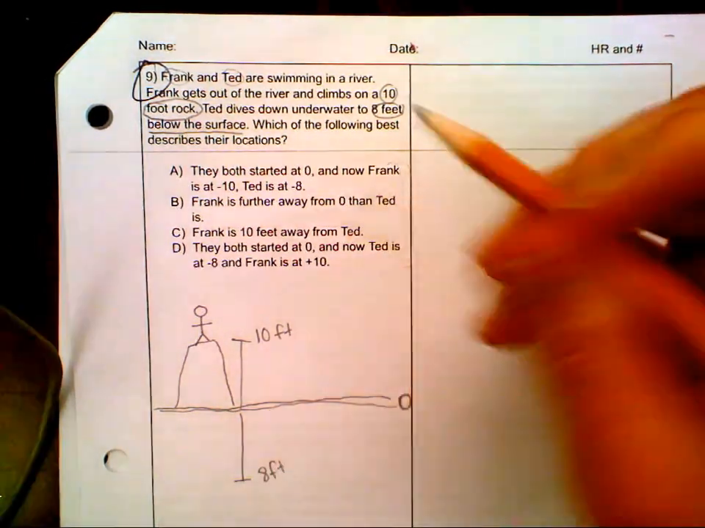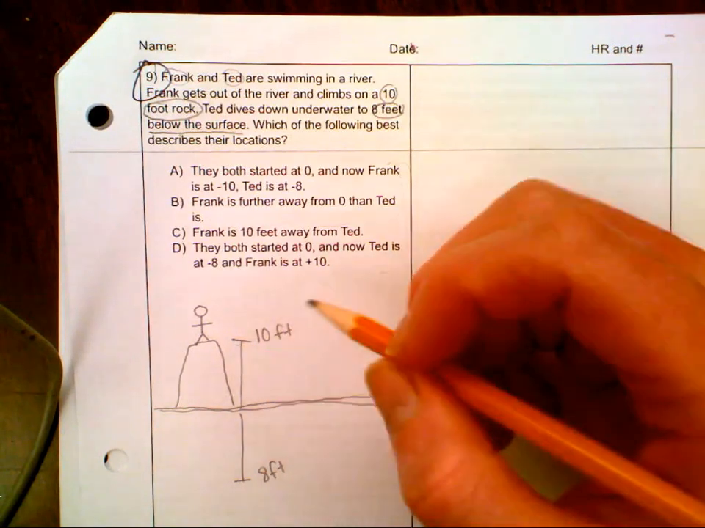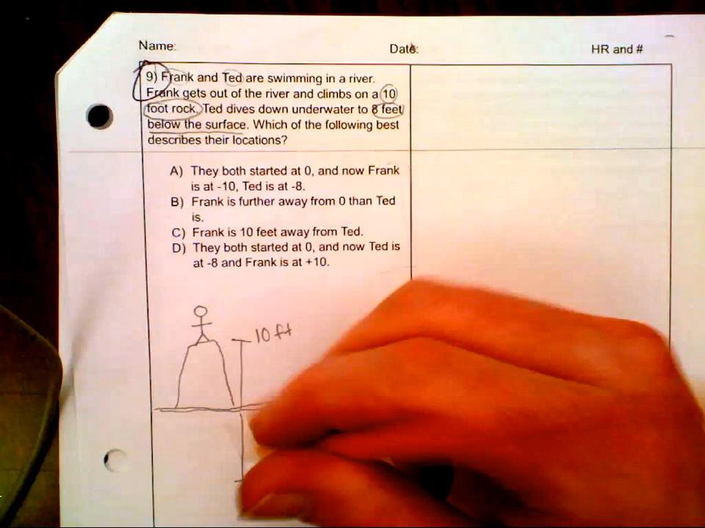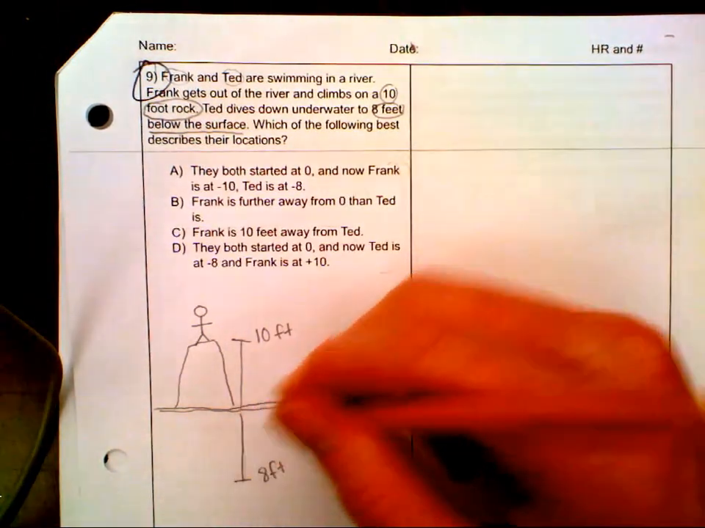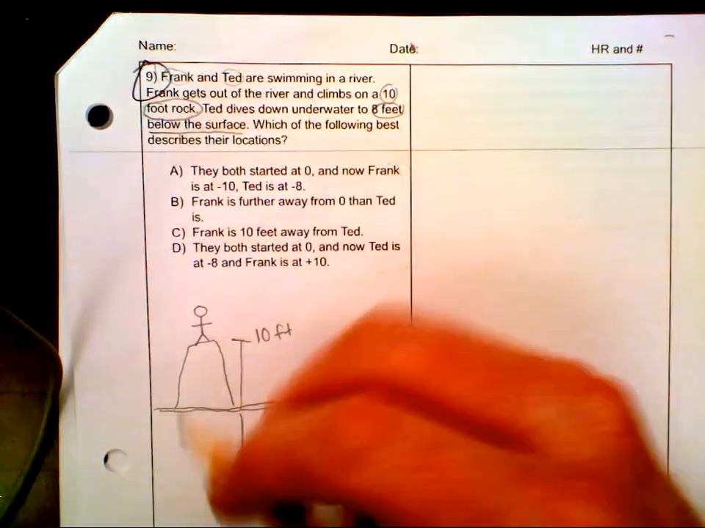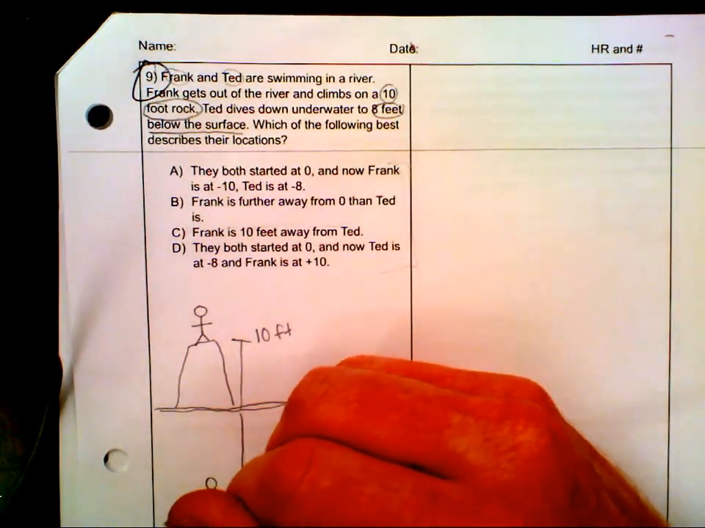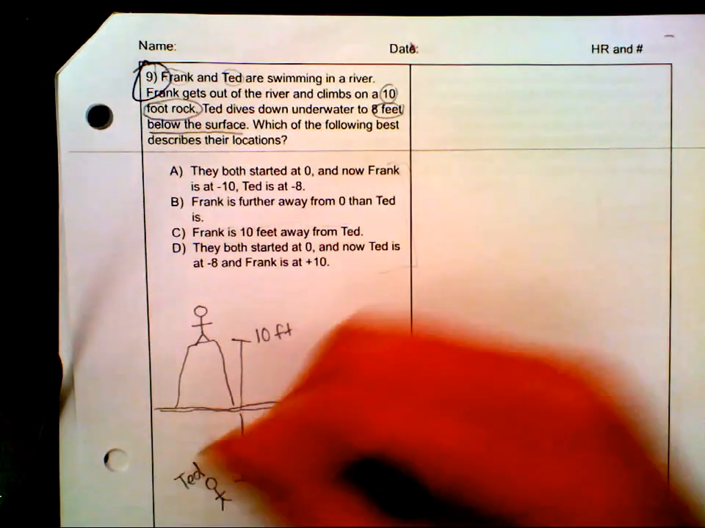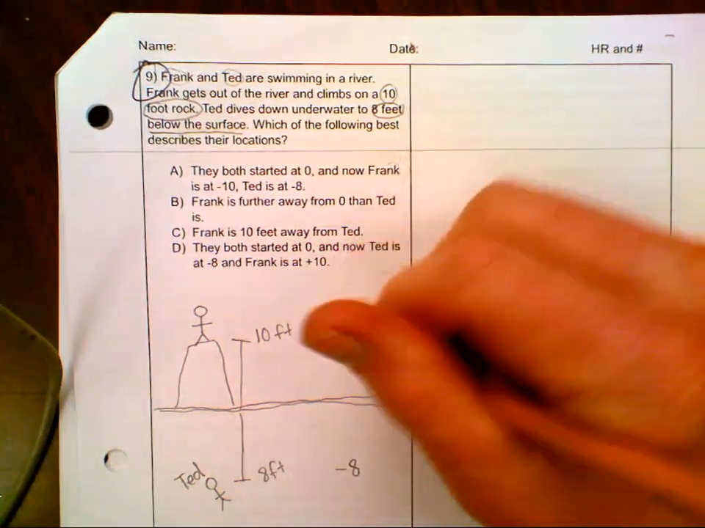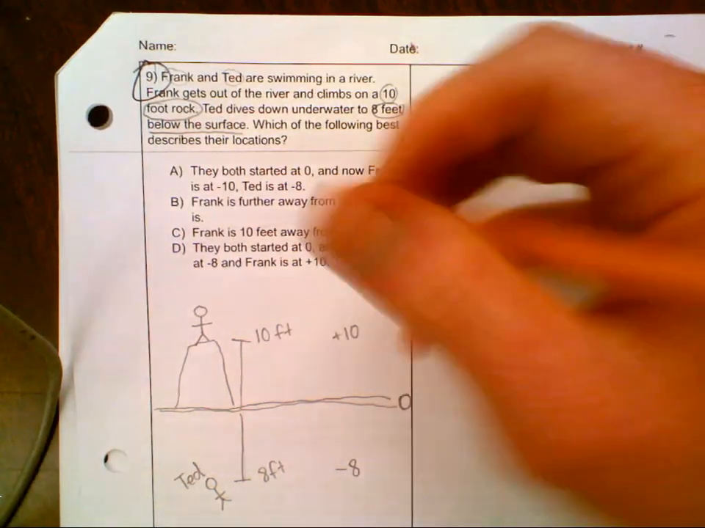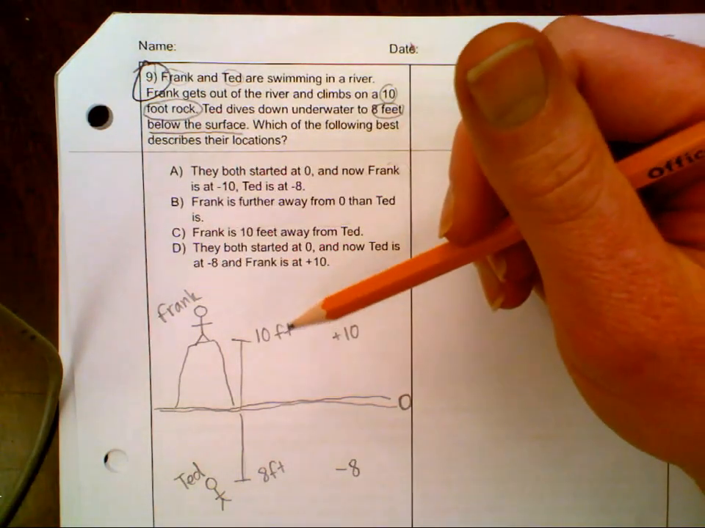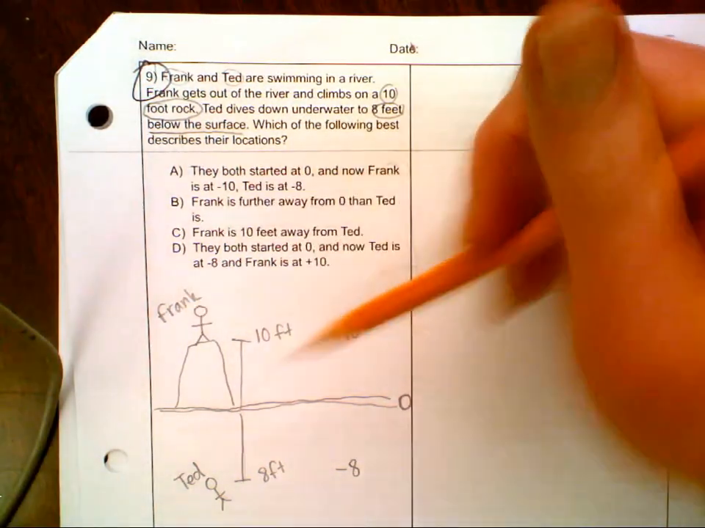Now we know that when we go up, the numbers increase and are positive. When we go down, the numbers are negative and increase in value from 0, with a negative sign in front. Now it told us that Ted is underwater, so I drew Ted and labeled him. Because he is below 0, I know that this value is negative 8 and this is positive 10. So I need to find, and I forgot to write Frank's name, I need to find the answer that shows Frank at positive 10 and Ted at negative 8.